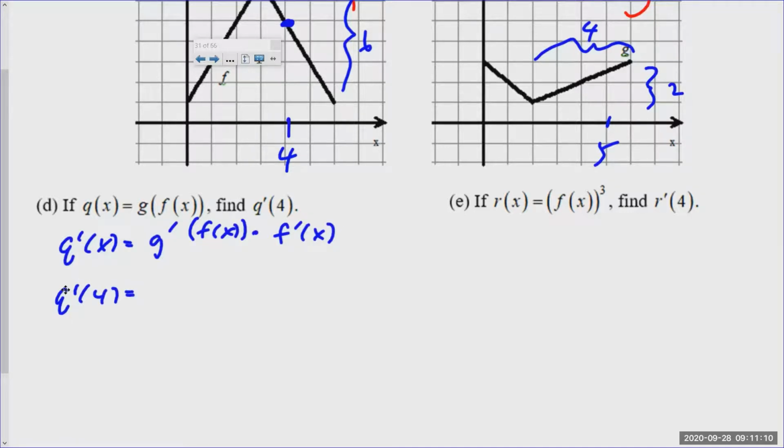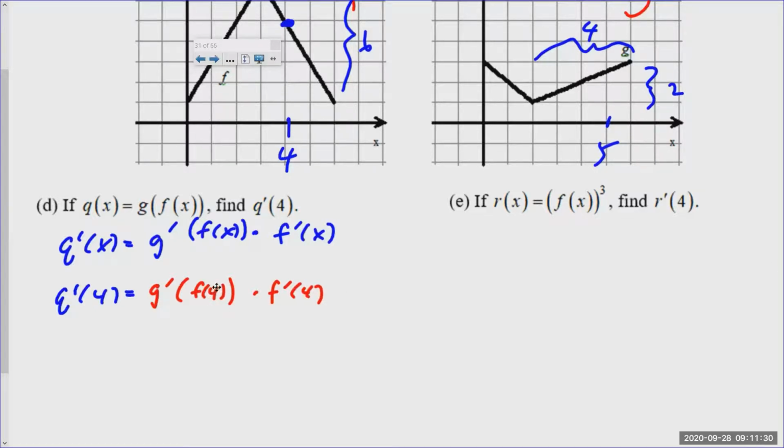So that's going to be everywhere there's an x, I'm going to plug in a 4. Now be careful. What students do wrong is they do G prime times F here. This is not G prime times F. This is G prime at F of 4 times F prime at 4, okay?